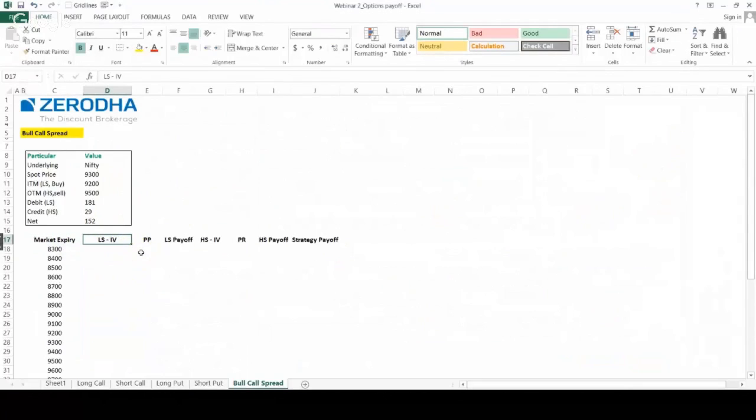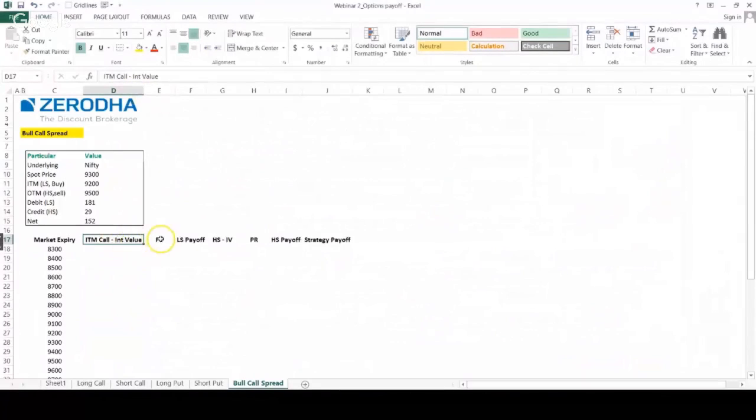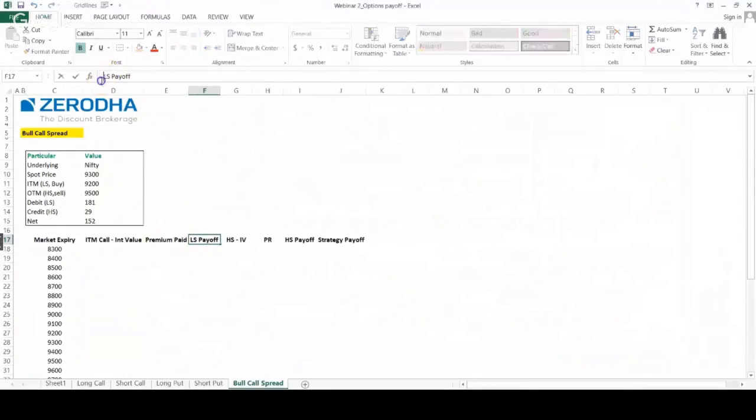I will call this, for the sake of convenience, the lower strike. It is my in the money call option, which I'm going long on. ITM call. IV stands for intrinsic value. In the money call option, intrinsic value. This is the premium paid. And this will be the payoff of this particular option. I'm just going to call this long call.